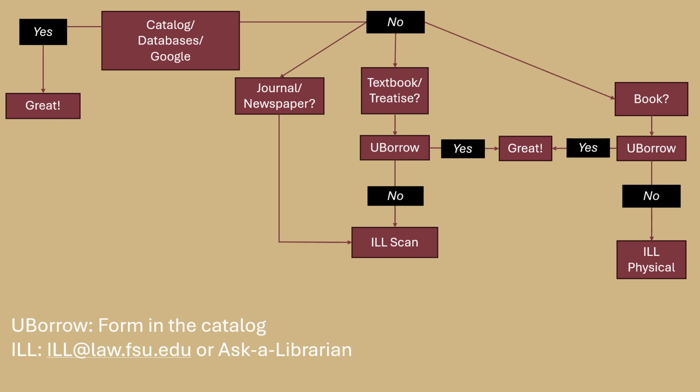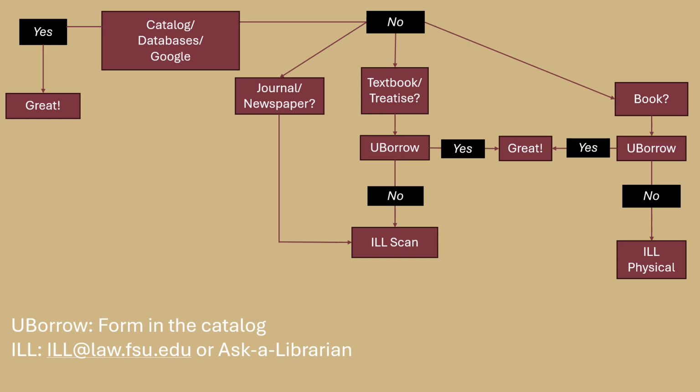Start out with the FSU catalog and databases. Hein is a really good place to check, but don't forget that Lexis, Westlaw, Gale, and more have their own journals. Lexis and Westlaw don't always link to the catalog either. And don't underestimate the power of a Google search. If whatever you're looking for is in one of those places, then great. If not, what happens next depends on what kind of source you need.